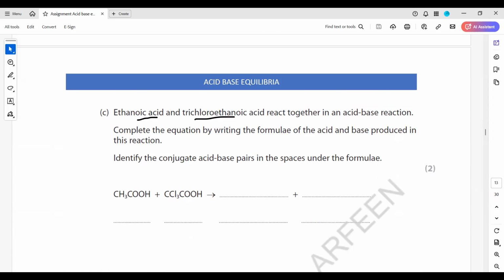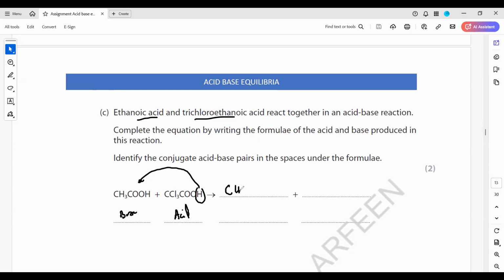Then ethanoic acid and trichloroethanoic acid. For this, you have to use a data booklet, because the one which has a higher value of Ka will be the stronger acid. Trichloroethanoic acid has the higher value. So this will be an acid, and this will be a base or alkali. I know the Ka for CCl3COOH is higher than CH3COOH, and you will use a data booklet in the exam. It means this should donate a proton and this will accept.